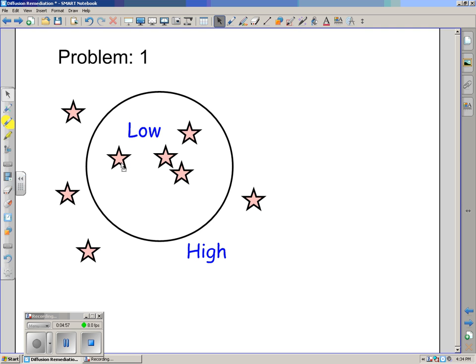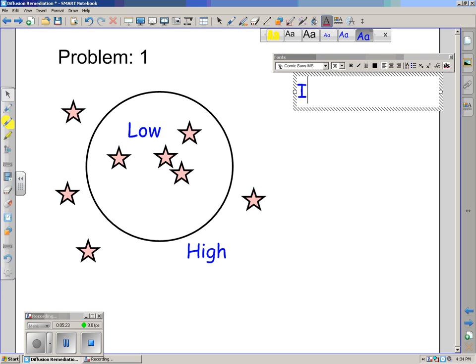If I diffuse 1 molecule of oxygen inside, now I have 1, 2, 3, 4 molecules on the inside. I have 1, 2, 3, 4 on the outside. Hey, we've reached equilibrium. We've met our goal. So our answer would be we'd have to move 1 in. Or in your case, just put down I for in equals, and then the amount of molecules you moved, which is 1.